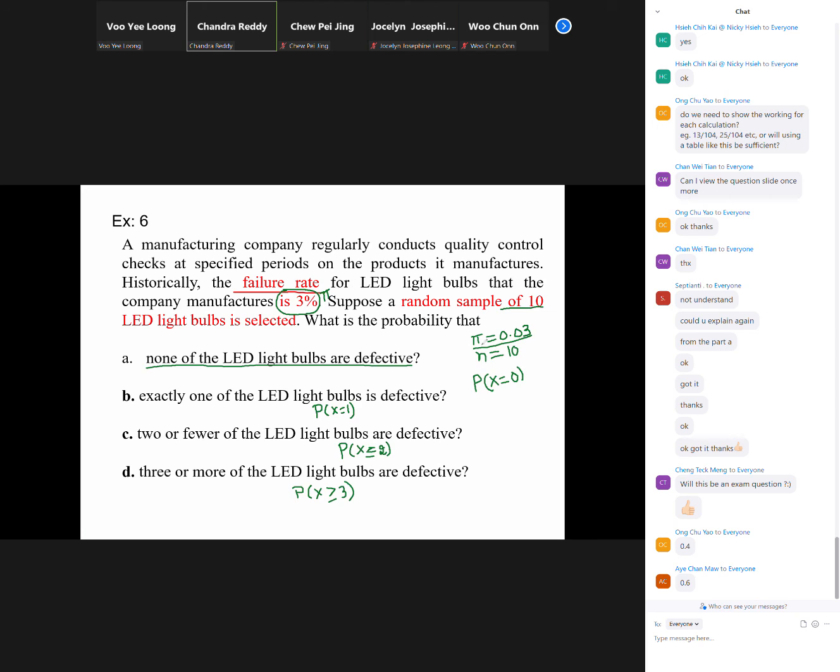All right, so given pi 0.03 and given the sample size 10, we need to calculate the probability of X is 0, probability of X is 1, then probability of X is less than or equal to 2, and probability of X is greater than or equal to 3. So is that clear, the problem and how to convert the given data into expressions?